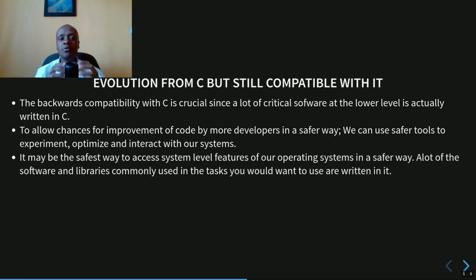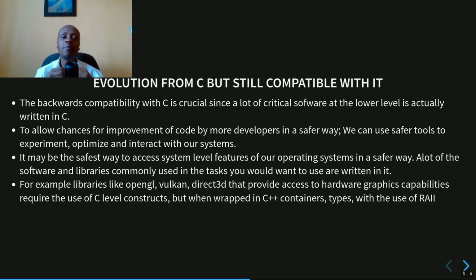So using C++, I think, is one of the safest ways also to access the functionality that is usually in these C libraries. Many libraries that actually perform very core functionality. There are graphics, the Vulkan and Direct3D and what have you. Though they're basically C-level APIs, to put that functionality together, it's better to compartmentalize it in C++ because of this compatibility.